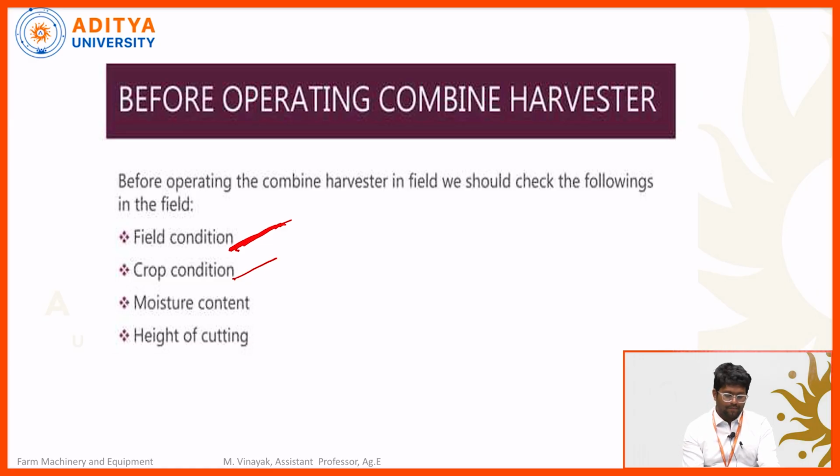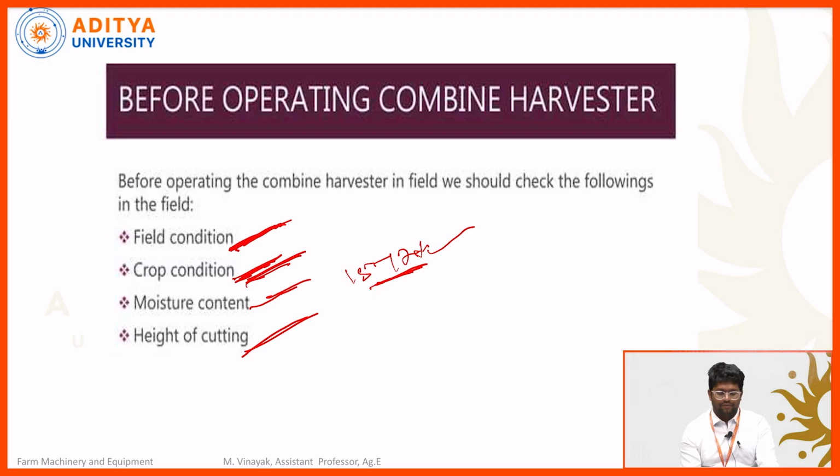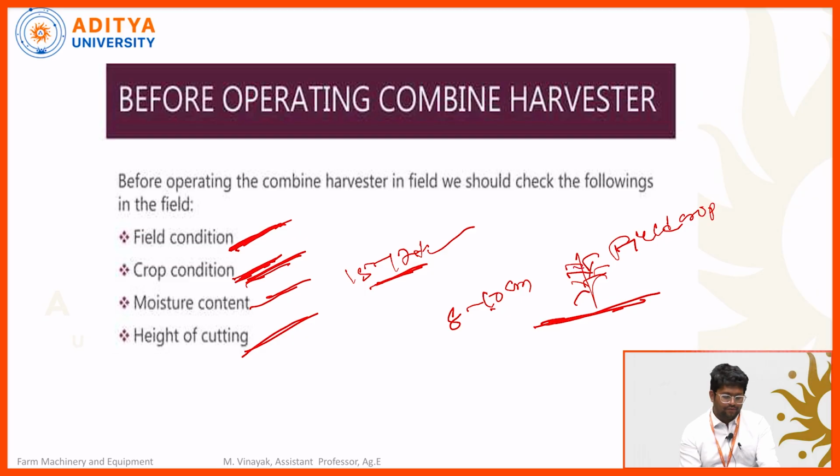Okay. Next one is crop condition. We need to decide whether the crop has reached the maturity stage or not. Next one is the moisture content. Generally 15 to 17% moisture content needs to be there at the time of harvesting, so we should maintain that amount of moisture. Next, height of cutting. Generally, harvesting should be done 8 to 10 centimeters above the ground surface. Most field crops need 8 to 10 centimeters of harvesting height from the ground surface. So: field condition, crop condition, moisture content and height of cut. These are the different parameters we need to consider before operating the harvester.